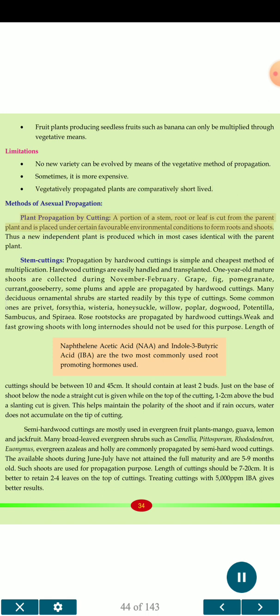Vegetatively propagated plants are comparatively short-lived. Methods of asexual propagation. Plant propagation by cutting. A portion of a stem, root or leaf is cut from the parent plant and is placed under certain favorable environmental conditions to form roots and shoots. Thus a new independent plant is produced, which in most cases is identical with the parent plant.